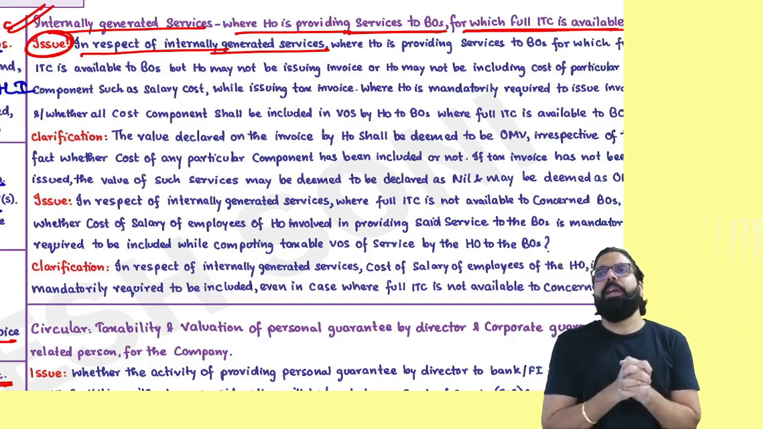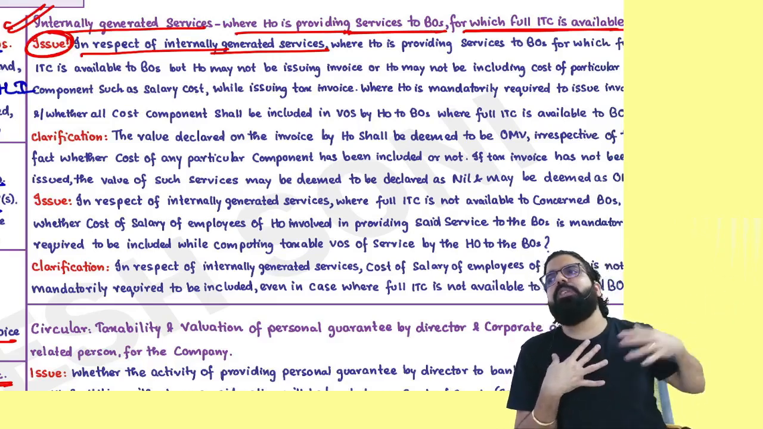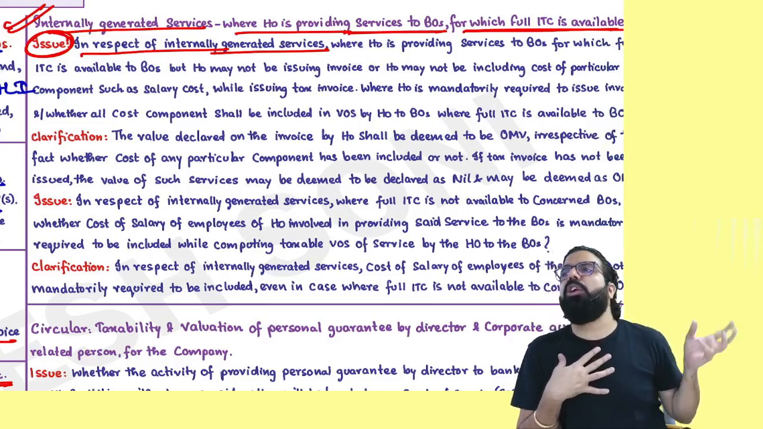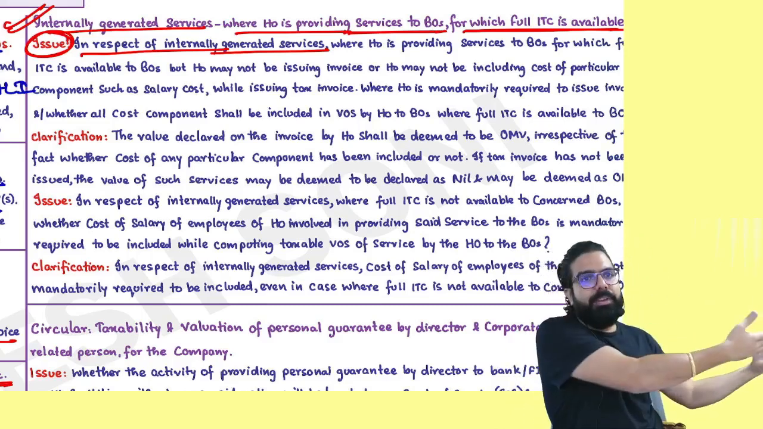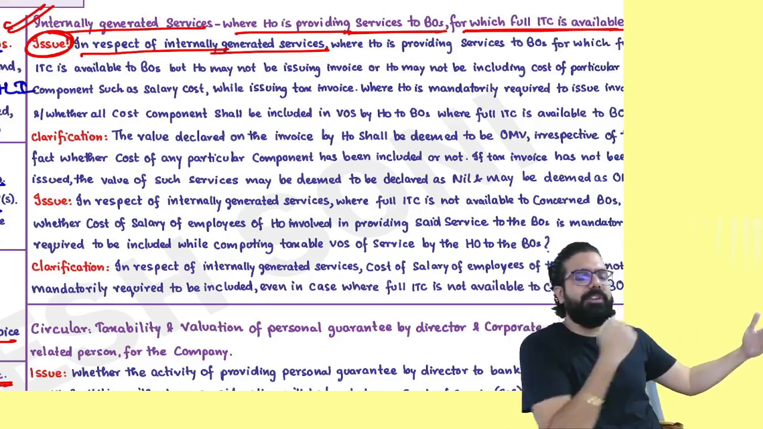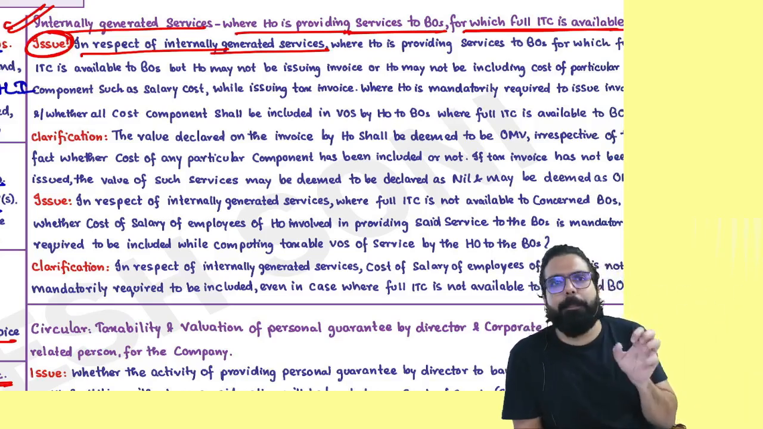You know what happened? Internally, the head office gave some services to the branch office. When the head office was charging to the branch office, no, they did not go ahead and include their employee cost. My branch office is there. I gave some services to the branch office. When I gave services to the branch office, I used my employees.